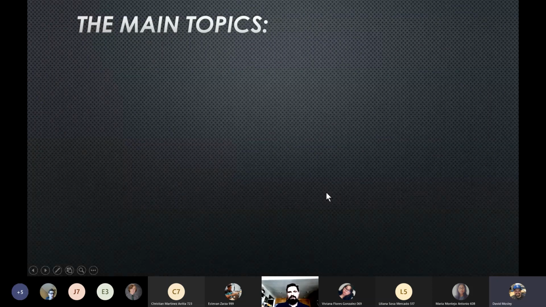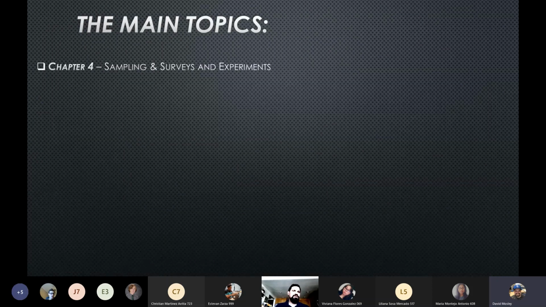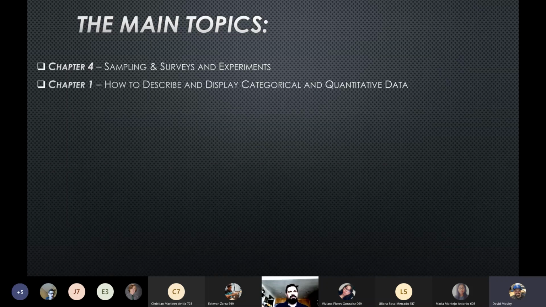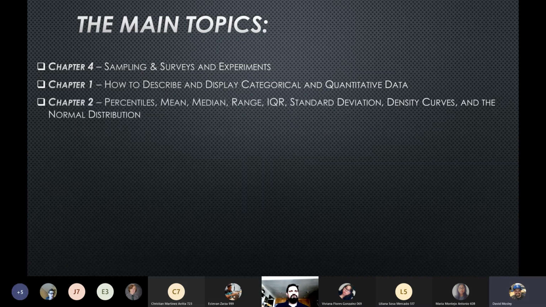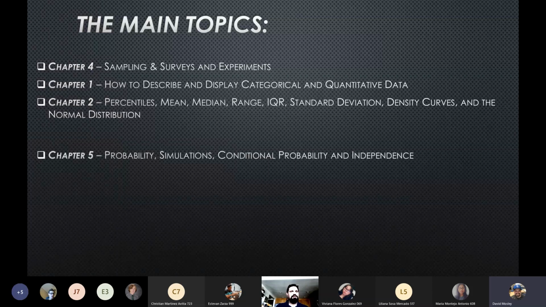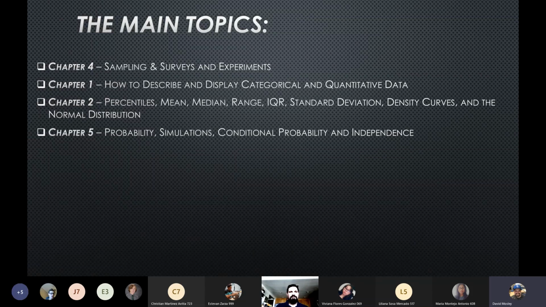So main topics, things we've covered, right? We started in chapter 4, at least we did here at Orange Glen High School. I believe the other school sites did as well. Sampling and surveys and experiments. We moved on to chapter 1, how to describe and display categorical and quantitative data. Chapter 2, percentiles, mean, median, range, IQR, standard deviation, density curves, and the normal distribution. Chapter 5 is when we started dealing with probability and actually doing some calculations. Simulations, conditional probability, and independence.